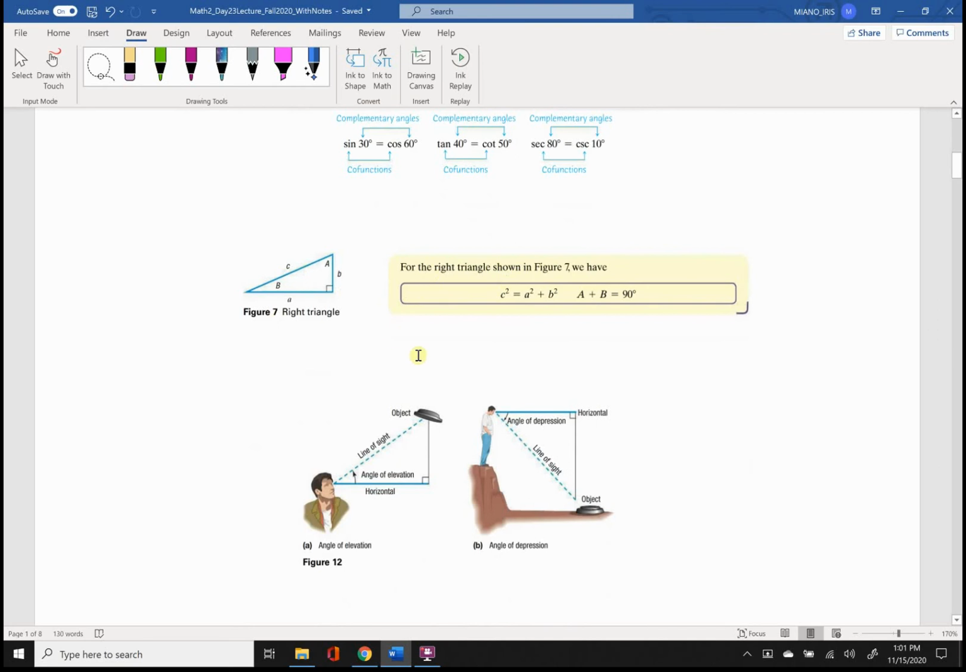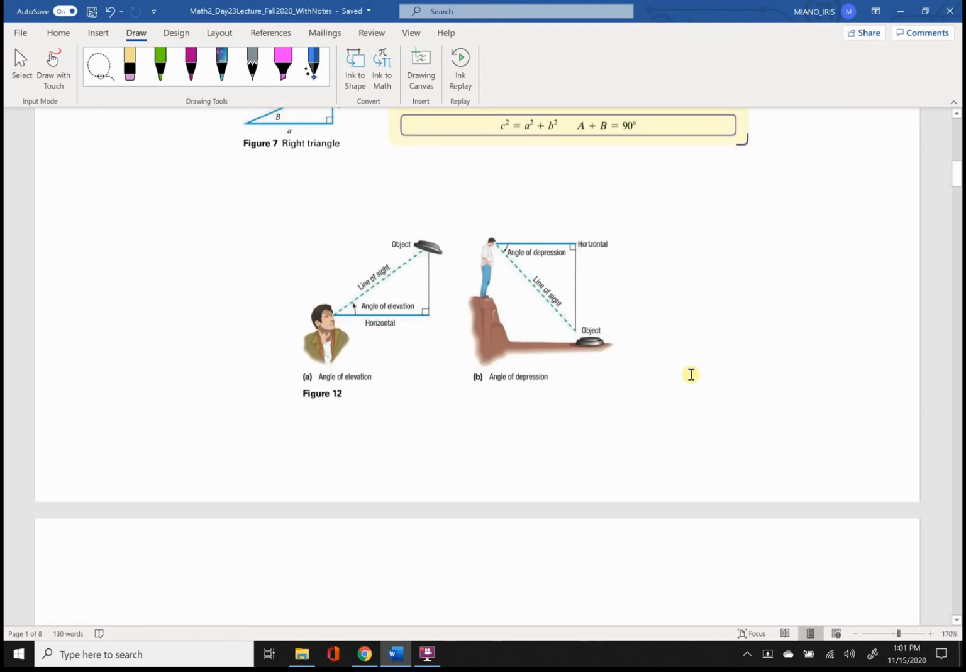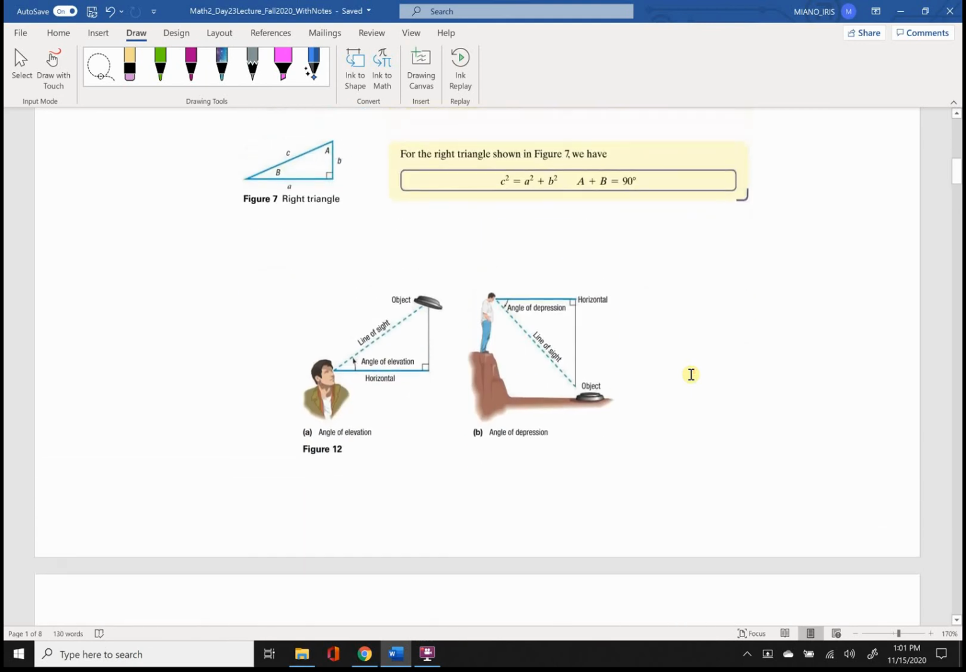Here's the Pythagorean theorem, and a reminder that the two other angles inside of your right triangle are complementary, which means that their measures sum to 90 degrees. And here again is a visual definition of angle of elevation and angle of depression.